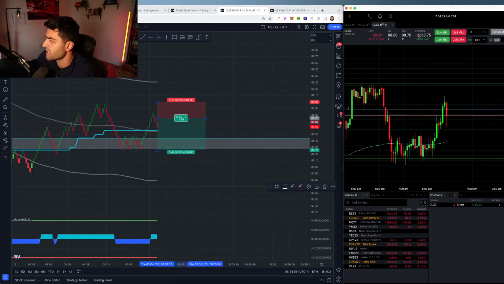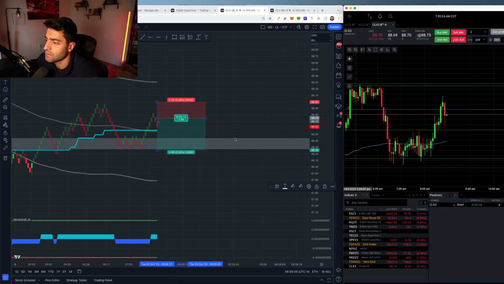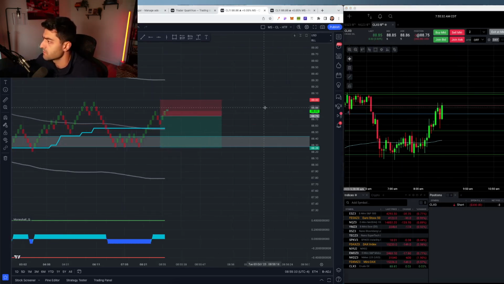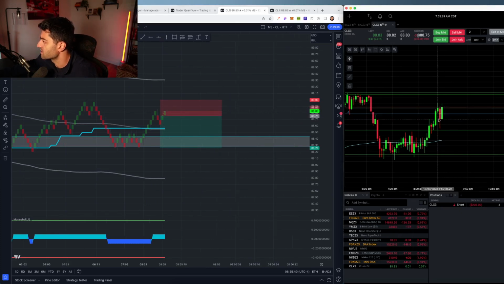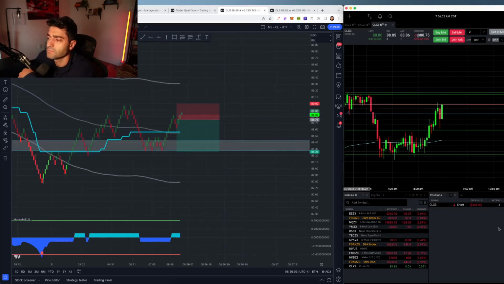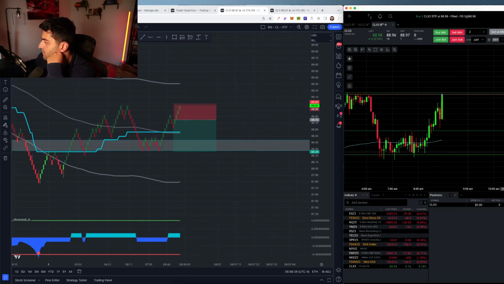See if we can't get another push down. Buyers really stepped in there. Yeah, there's the move in the other direction. Should have maybe looked to get out after this bullish candle here. Gonna get stopped out. Stop filled.